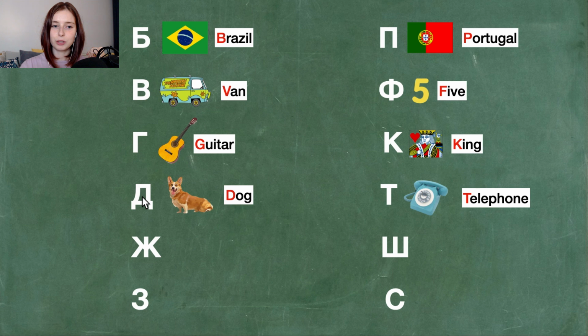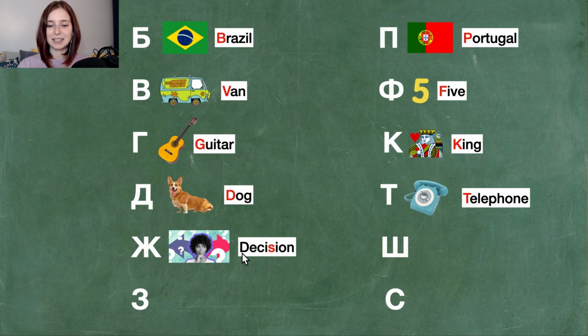So its unvoiced pair is T. Again, not just like in English, but very similar. So D and T: T is unvoiced, D is voiced, you already know.